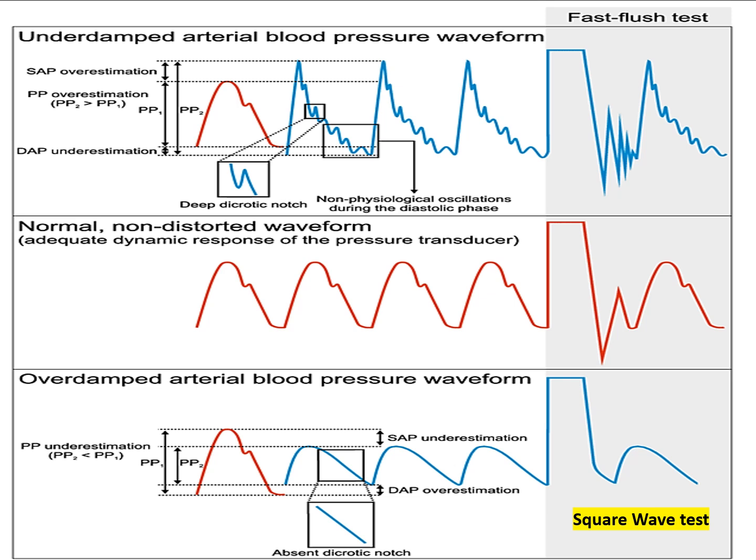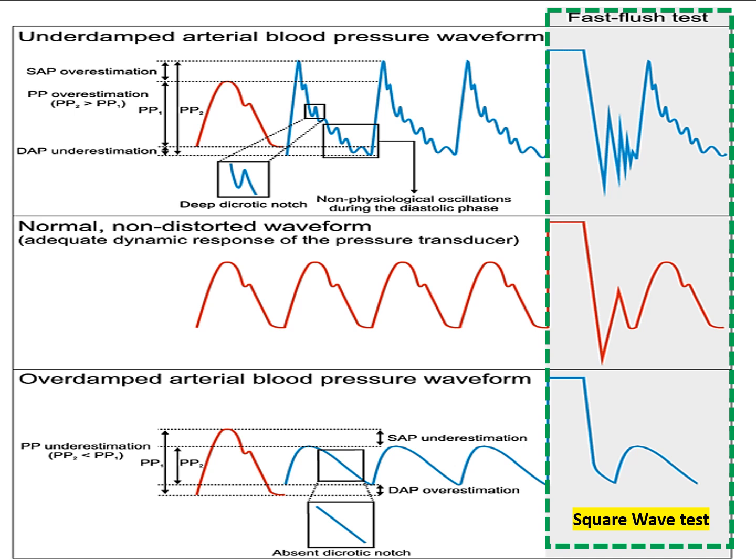There is a way for us to know if a system is underdamped or overdamped, by performing a square wave test or fast flush test. What happens when we perform a square wave test? If the system is optimally damped, with a normal waveform, there will be a square waveform because of the high pressure. Next, the waveform will present with one or two oscillations only.